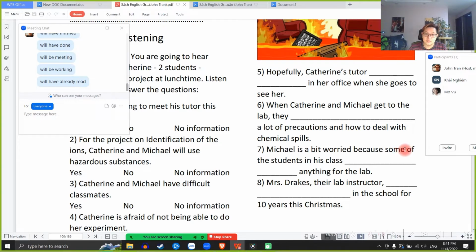Sao sẽ đã? Will have already read hay là will have read, sẽ đã hoàn thành rồi, sẽ đã làm xong cái chuyện đó rồi. Nó là tương lai hoàn thành, it's future perfect, you know. Tới lúc đó là mình sẽ đã làm được cái gì rồi. Lúc mà họ đến cái phòng lab thì họ sẽ đã đọc xong được hết mấy cái cảnh báo và cách đương đầu với tràn hóa chất rồi.